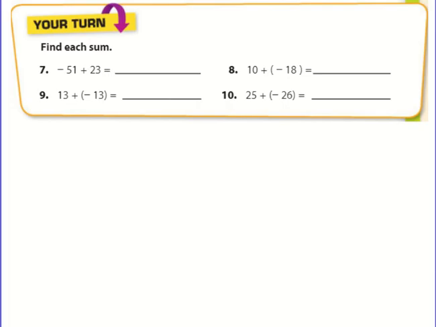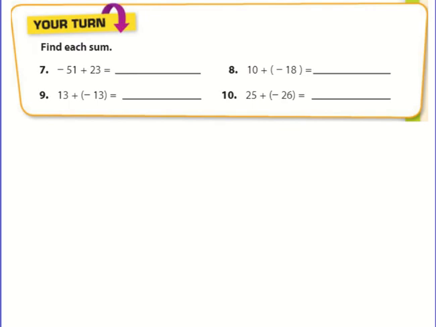Okay, so I want you to try these 4. I want you to pause and try them. You can either write out all the absolute values fully, or you can just take the absolute values like I did for example 2, just kind of off to the side. But don't forget, we're actually going to subtract and then take the sign of the larger absolute value. So pause here and try these 4, 7 through 10. When you're done, push play.